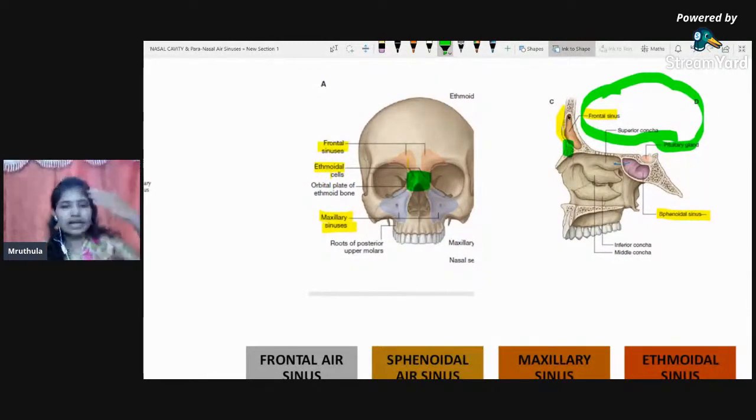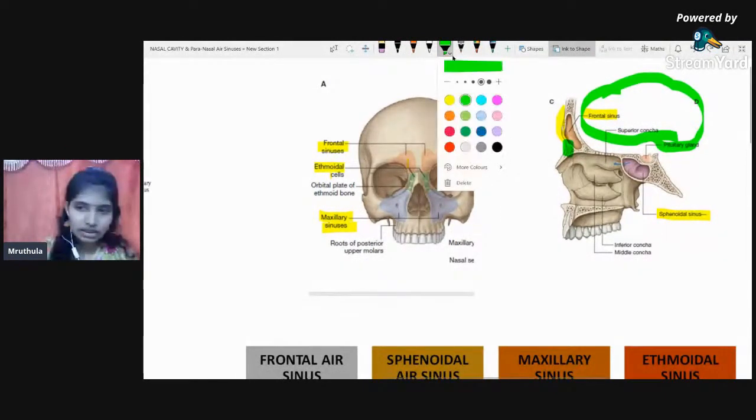So we have anterior relation, posterior relation, inferior relation. So that is a triangular structure. Frontal air sinus is a triangular structure. Now let us see the relations of the, second we'll see about the sphenoidal air sinus. Where do you see that structure? We have it only in this diagram.